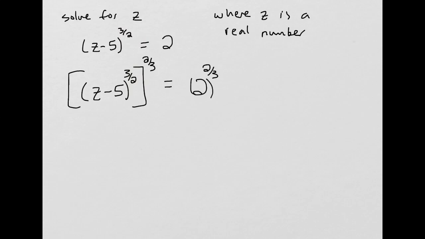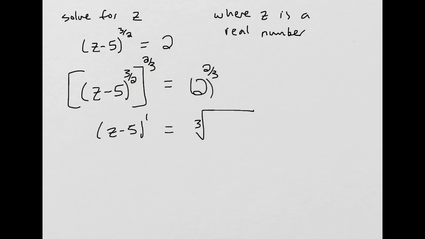Okay, so on the left-hand side, when I multiply these exponents together, 3 over 2 times 2 over 3, 3 times 2 is 6, 2 times 3 is 6, so 6 over 6 is 1. So I'm left with z minus 5 to the power of 1, so mission accomplished there. On the other side, remember that when I have a fractional exponent, that really means I have a radical expression. So notice it's a 3, that means I have a cube root.